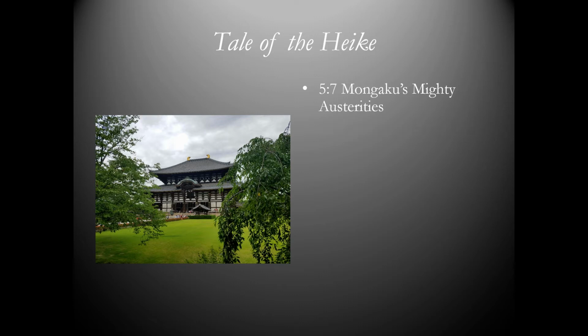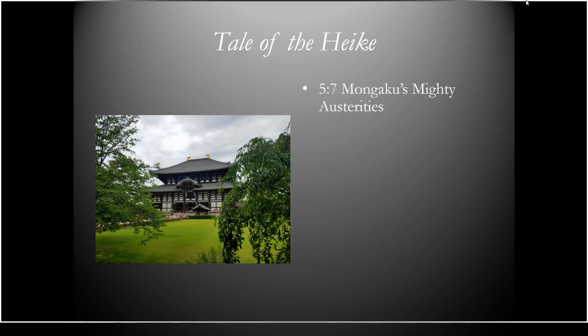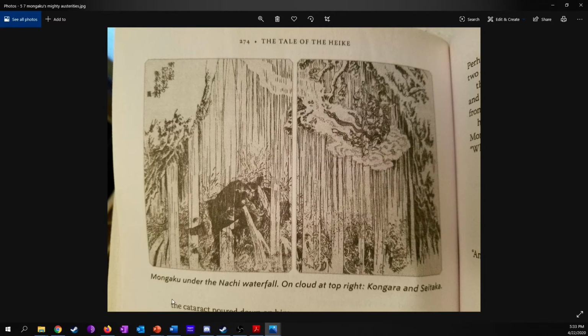Oh, sorry, we can't skip Mongaku. What am I doing? Okay, so Mighty Austerities. What is this? If you look at your book, on page 274 you get the picture. Mongaku is the guy who became a monk. And why do we care about him? It says right here, Yoritomo was exiled, and he eventually raised rebellion. Why? Because they say, the holy man Mongaku of Takao urged him to do so. So Mongaku is actually the guy who got Yoritomo to rebel. Let's find out how that happened.